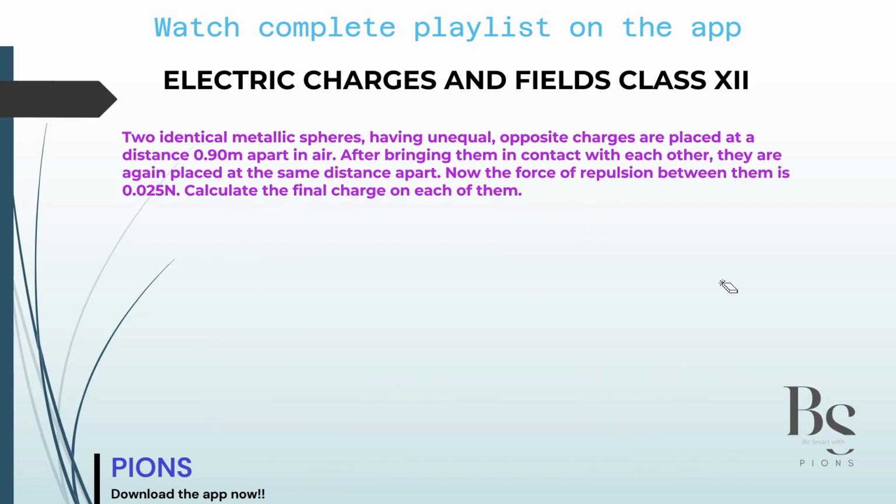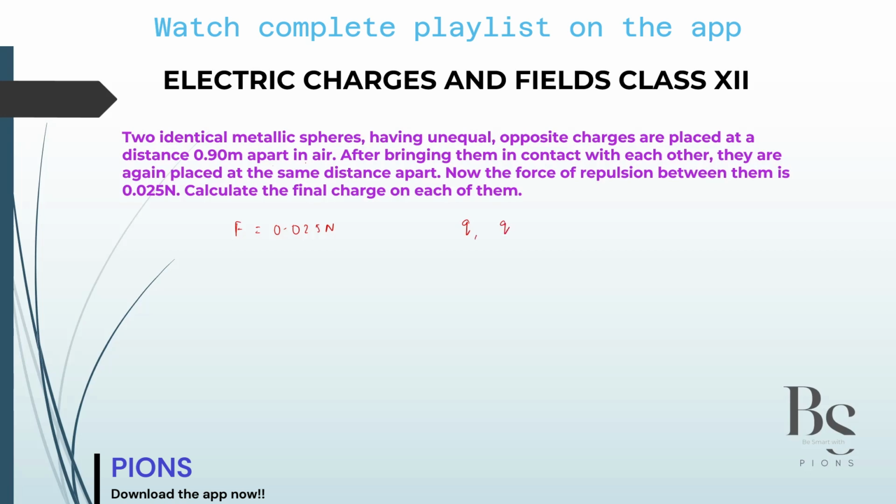So the question says two identical metal spheres having unequal and opposite charges are placed at a distance of 0.90 meter apart in air. After bringing them in contact with each other, they are again placed at the same distance apart. Now the force of repulsion between them is 0.025 Newton. Calculate the final charge on each of them. So the final charge on each of them is the same. It doesn't matter because they are not asking for our initial charge. If it is Q on the first one, the second one also is Q.